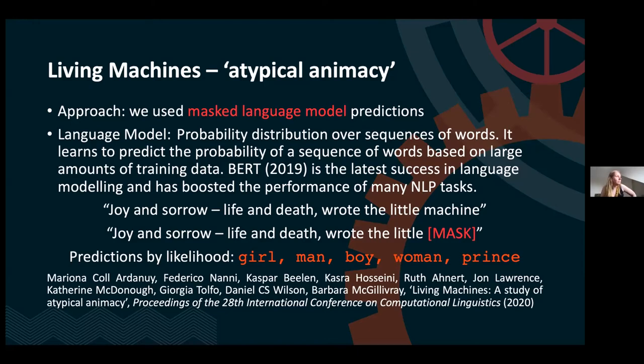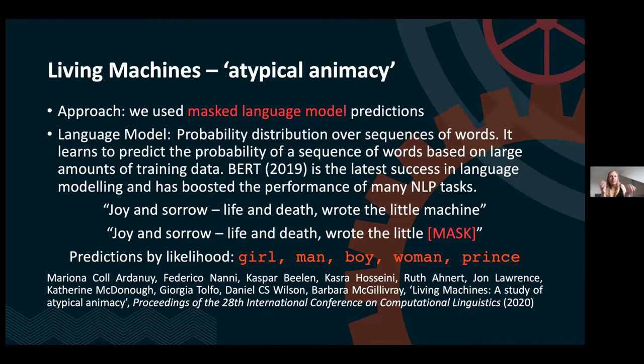So what we found was that typical language models for identifying animacy, which are trained on a target word, so the word machine here, were really poor at detecting these instances of what we call atypical animacy. That is where an inanimate object like a machine is being assigned animacy. So the team leading this piece of work, led by Mariona Coll Ardanuy and Daniel Wilson, developed a really innovative method that was much more successful, that involved masking the machine word in a sentence and then asking the model to guess which word went there.